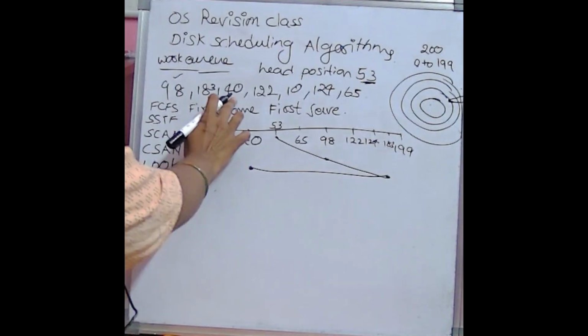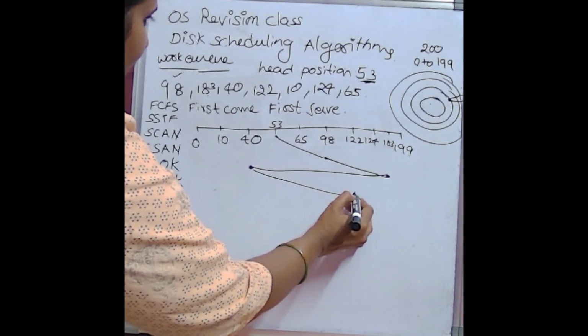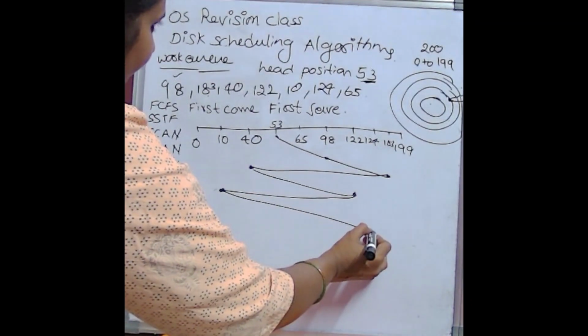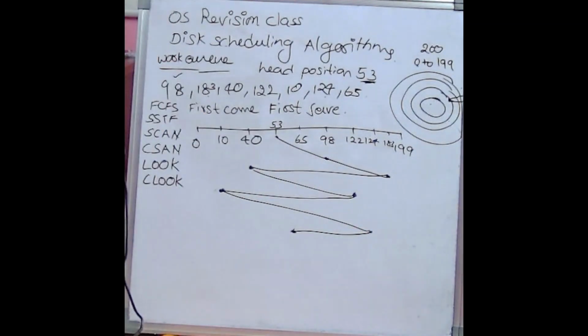From 183, the next request is 40. After that, the request is 122. After that, again the request is 10. Next it will move to 124. According to this, the last is 65. So like this, it will satisfy the requests.